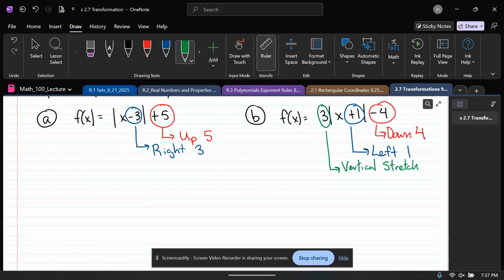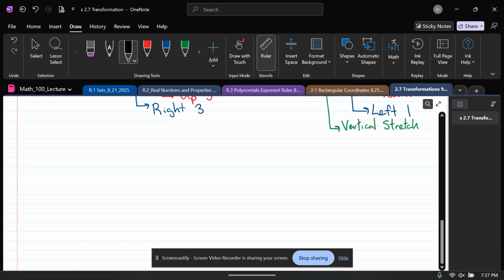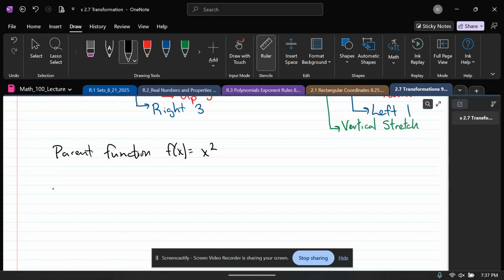That's not too bad, right? That's pretty easy to do. Here's the cool thing. Those rules are the same if I change the parent function. Let's make our parent function f of x is equal to x squared. And example C is f of x equals parentheses 1/3 x squared minus 2.